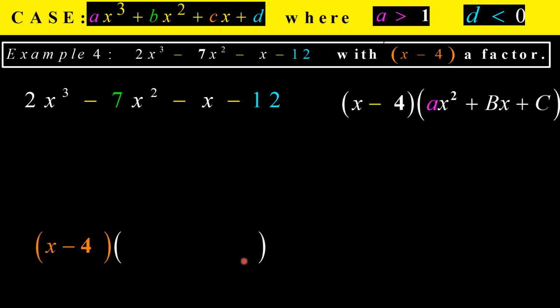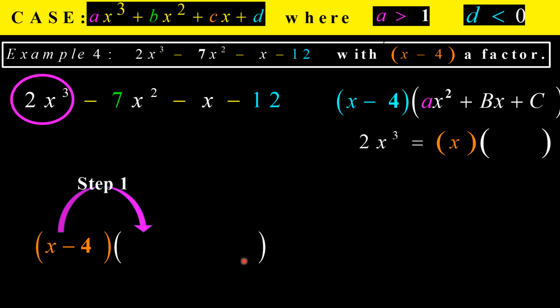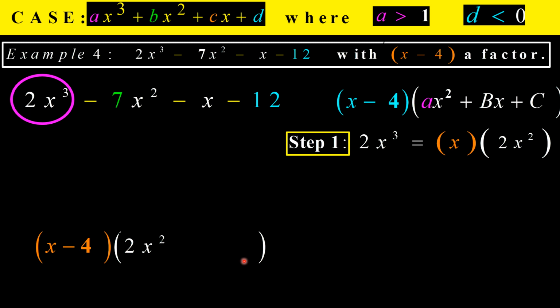So that is x minus 4, and let's get my first term. We need to get 2x cubed. So if I want 2x cubed, x times what will give me 2x cubed? That's right, 2x squared. So the first term of the quadratic is 2x squared. That's our first step, finding the first term of the quadratic.